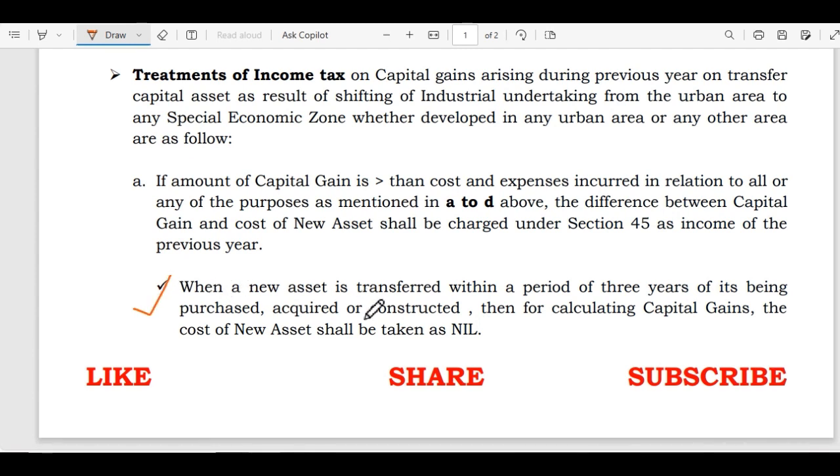When a new asset is transferred within a period of 3 years of its being purchased, acquired or constructed, then for calculating capital gains, the cost of new assets shall be taken as nil.